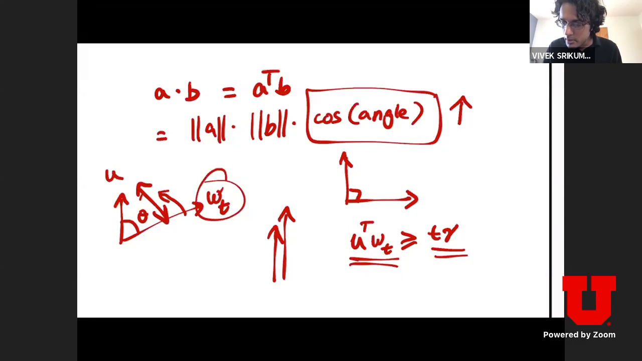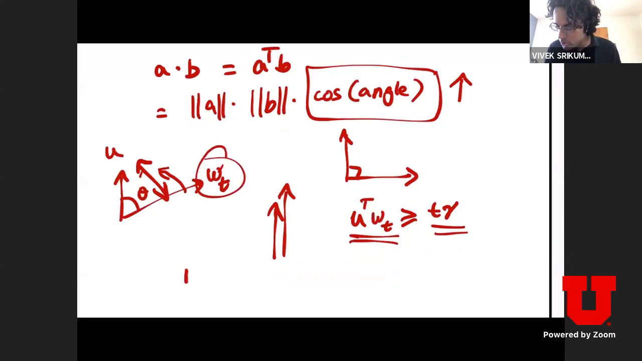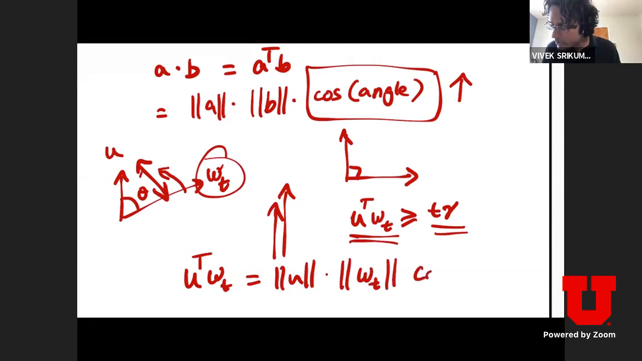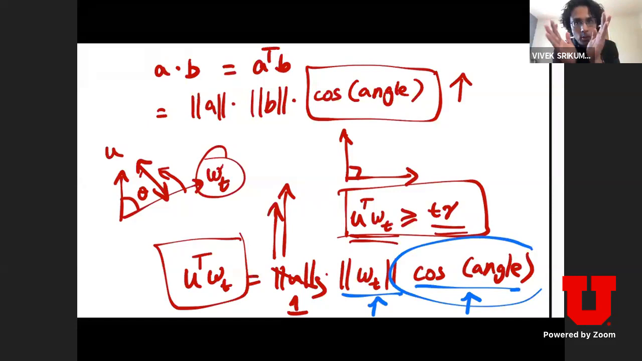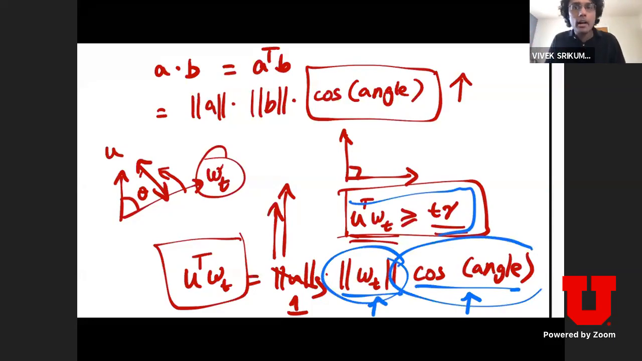Remember, the dot product of u times w_t is simply the length of u times the length of w_t times the cosine of the angle. The length of u is equal to one, so we can ignore that. What the first claim showed is that this is getting higher and higher as the number of mistakes grows. But it can get higher because of two reasons: either this quantity is going up or this quantity is going up. If the cosine term is going up, that means the two vectors are getting closer and closer in angle. But how do we know that that's happening? Maybe it's just that the vector is growing longer and longer, and as a result, this dot product is getting higher. Does this make sense? This is just the intuition of how we are going to work the proof.